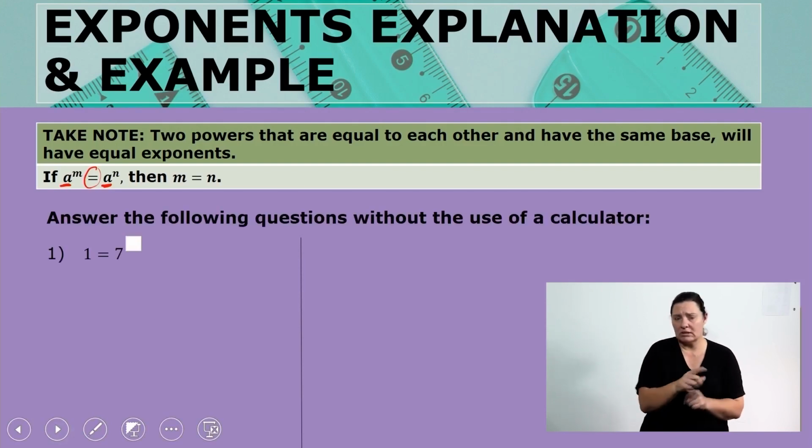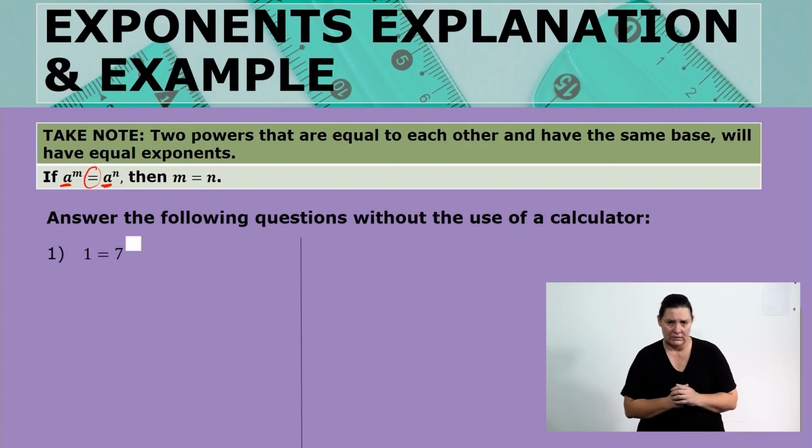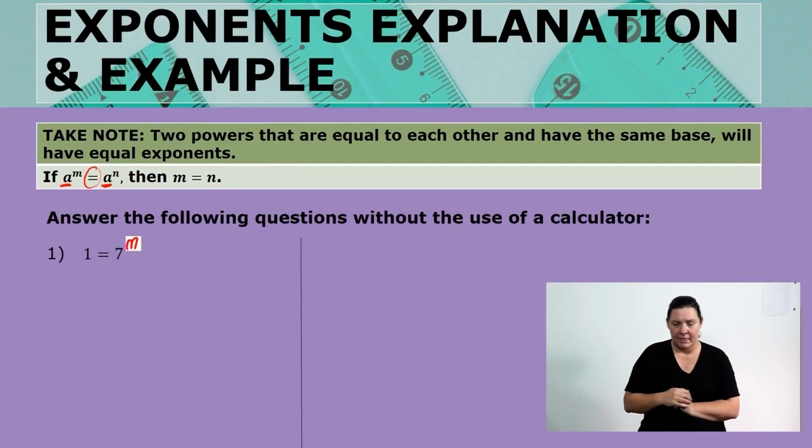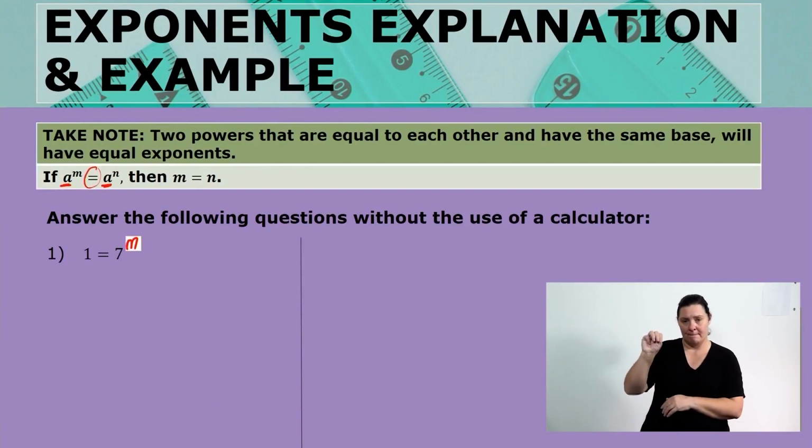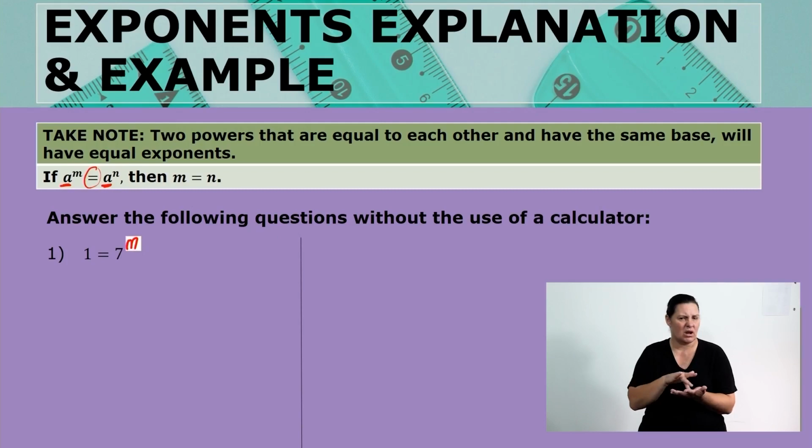Let's answer the following without using a calculator. What we are looking for here is the missing number. We need to know that 1 is equal to 7 to the exponent of something, and we need to find that something. When we are dealing with an unknown in mathematics, we usually represent it using letters. So let's say our unknown is the letter m. We know that 1 is equal to 7 to the exponent m. What do you think is supposed to be in the position of m?